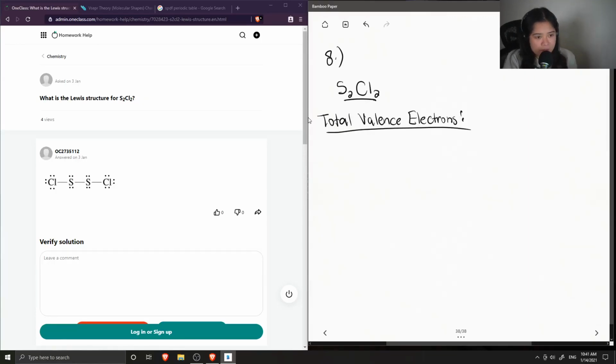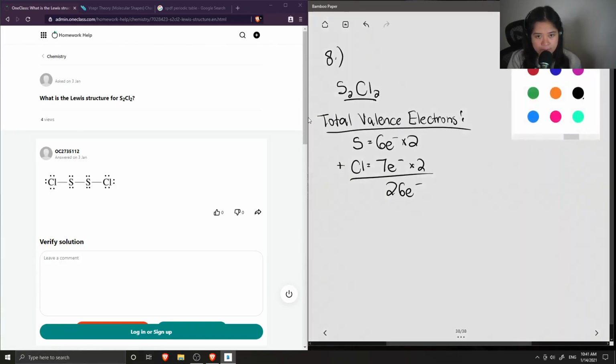In the case of sulfur, sulfur has 6 valence electrons, and there are 2 sulfur atoms, so we multiply that by 2. And for chlorine, chlorine has 7 valence electrons, and we multiply that by 2 as well. And if we add it up, we get a total of 26 valence electrons.